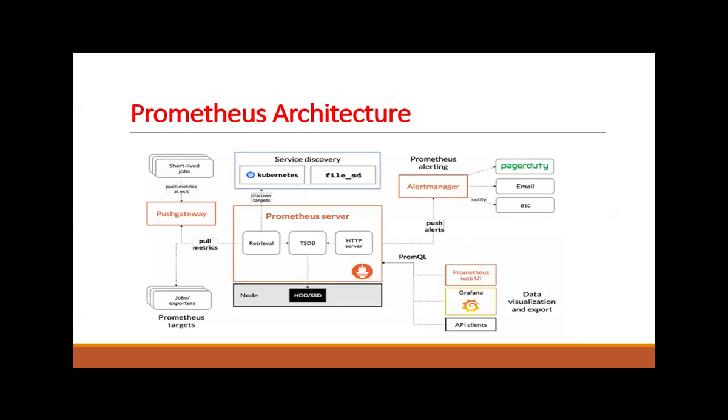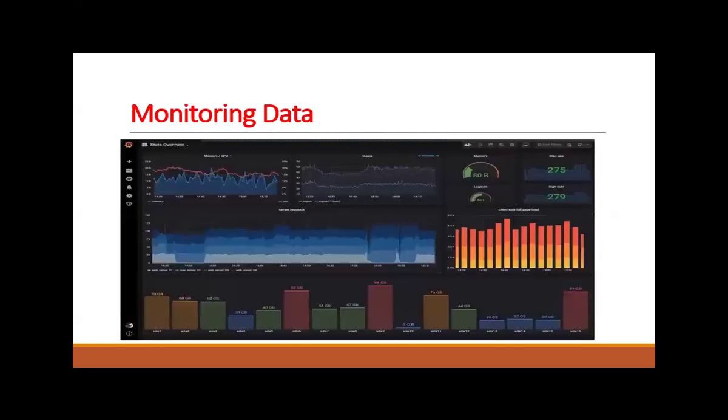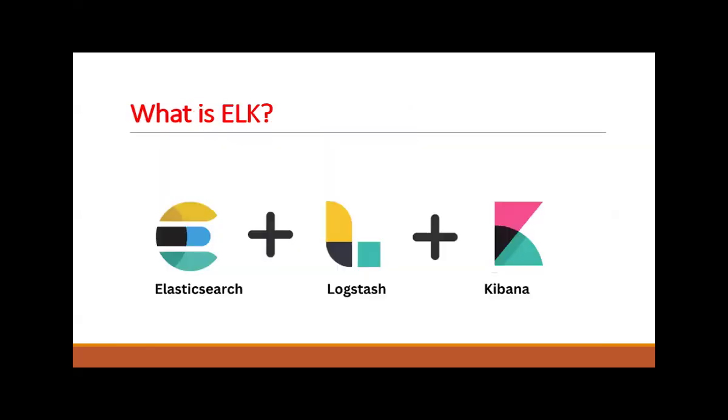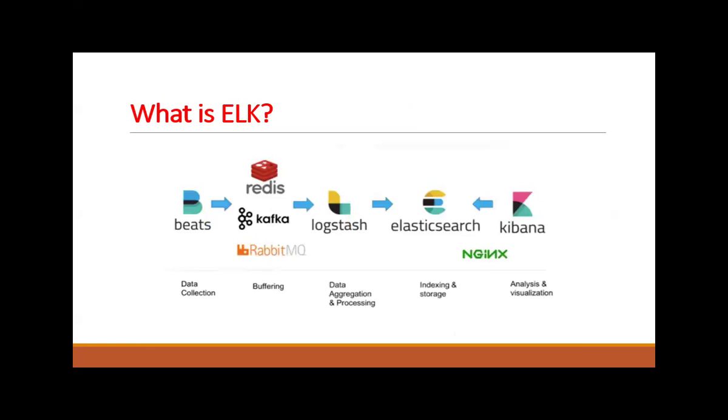So this is the architecture. Okay, this is the Prometheus architecture. This is Prometheus, Grafana. Now, ELK. So what is ELK?